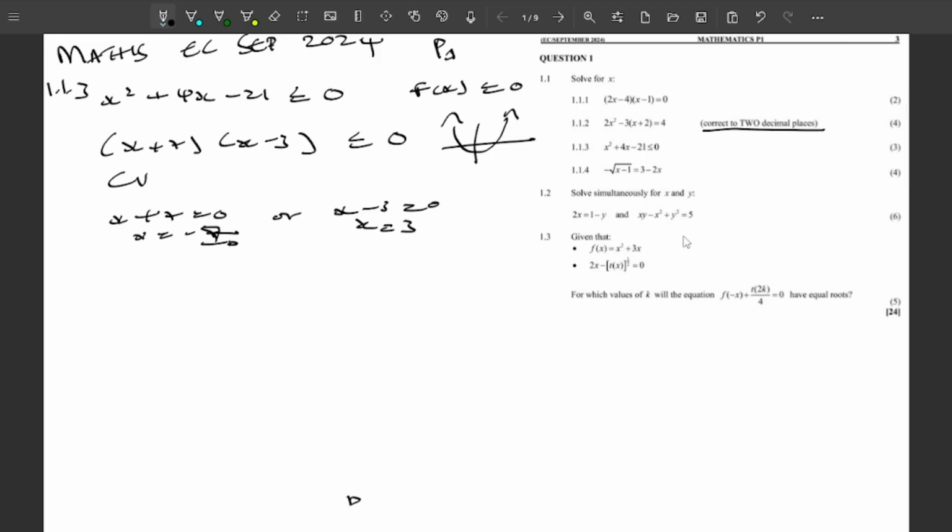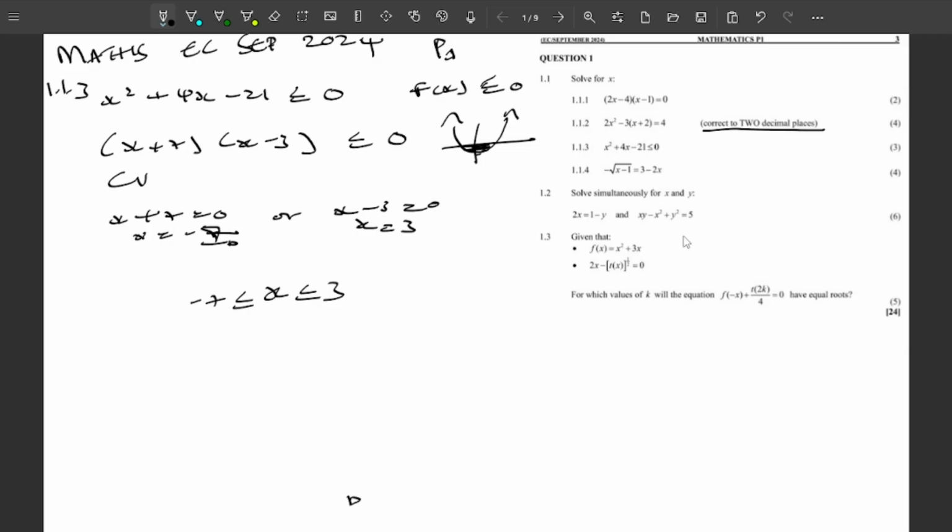And from there on, they say less than or equal to 0. So if it's less or equal to 0, this means it's below. This means our answer is between. So therefore you're going to put your answer in this form. If it was on this side, you're going to say or.